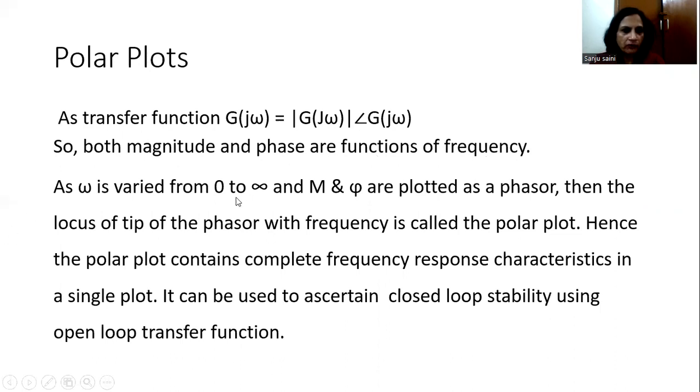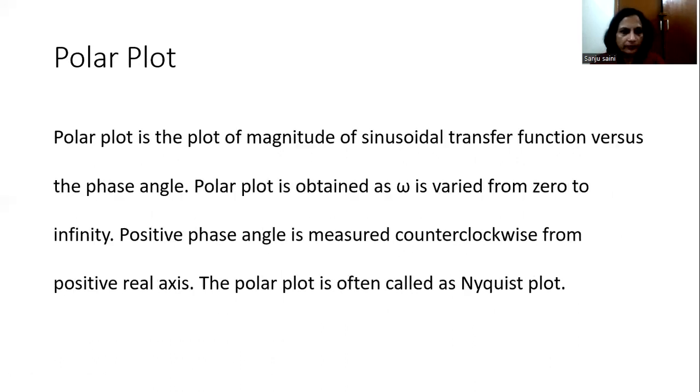As ω is varied from 0 to infinity and M and phase are plotted as a phasor, then the locus of the tip of the phasor with frequency is called the polar plot. So it means that a polar plot contains complete frequency response characteristics in a single plot. It can be used to ascertain closed loop stability using the open loop transfer function.